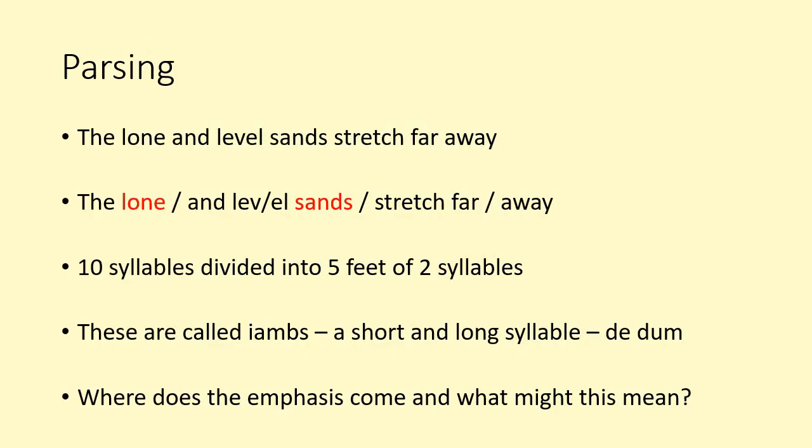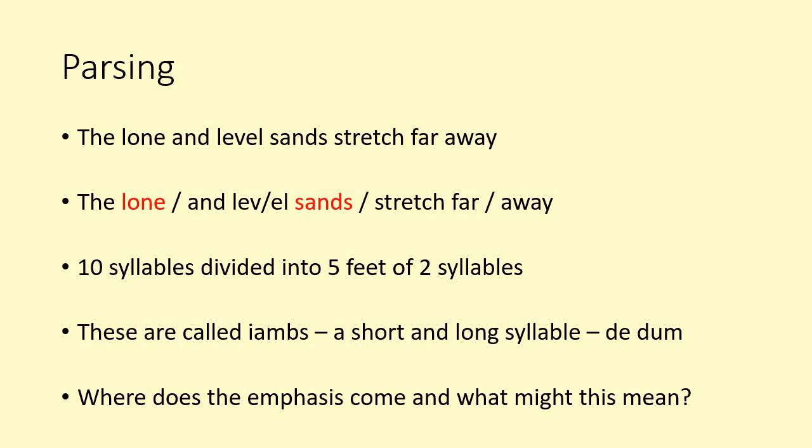So the first activity I want you to do in relation to this poem is what we call parsing, which is breaking down the poem into its syllable structure and its breakdown. So this poem is written in iambic pentameter, so each line is 10 syllables. A couple of them are 9 or 11, but the vast majority of them are 10 syllables.